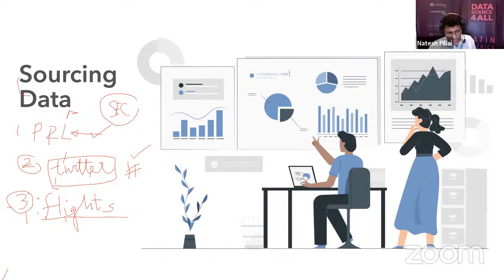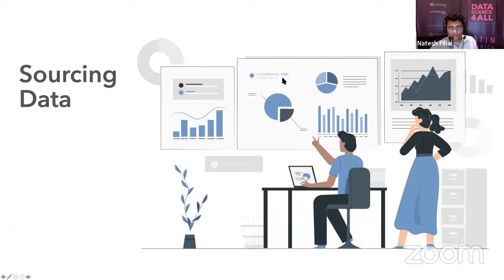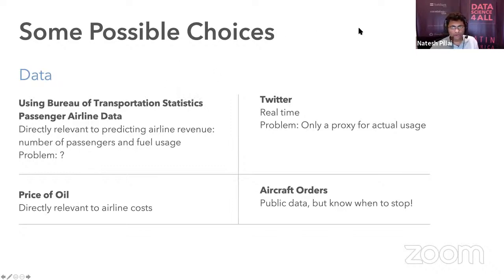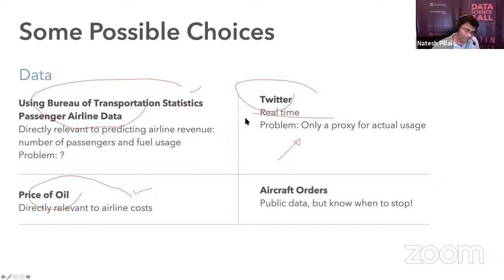And so let me just write here: oil futures. So let me show you what we have done. Of course, the Bureau of Transportation Statistics passenger airline data is directly relevant to predicting revenue, price of oil is directly relevant to predicting oil costs, and Twitter you can use as a proxy for the actual usage, but that's okay, it's real time, right? And then of course, there are many, many other things.